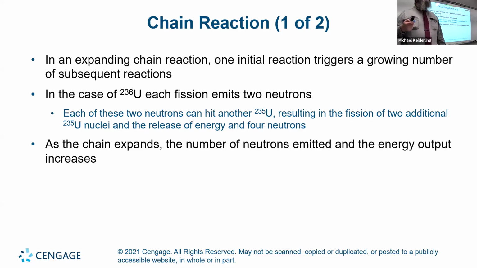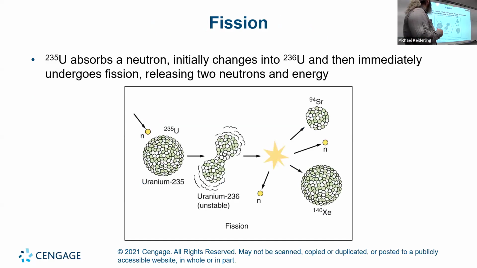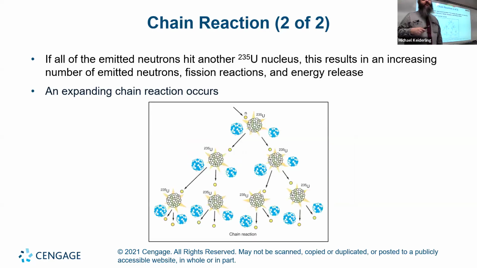So uranium-235 will absorb a neutron, initially changes into 236, and then immediately undergoes fission, releasing 2 neutrons and energy. And those neutrons can cause more uranium-235 to fission. So if you can control how much these neutrons can hit other uranium-235, you can control this process. That's what happens in a nuclear reactor. And if you can ensure that they're almost always going to hit another uranium-235, you can make this happen very fast and very violently. That's what happens in a nuclear bomb.